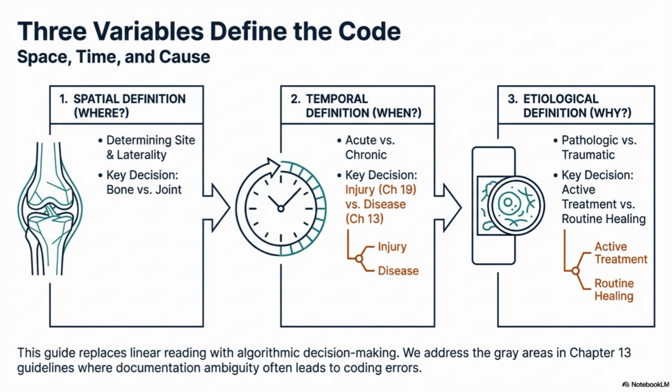Chapter 13 coding really comes down to three variables. Where is the condition? When did it occur? And why did it happen? These three questions, site, timeline, and etiology, drive every coding decision in this chapter.